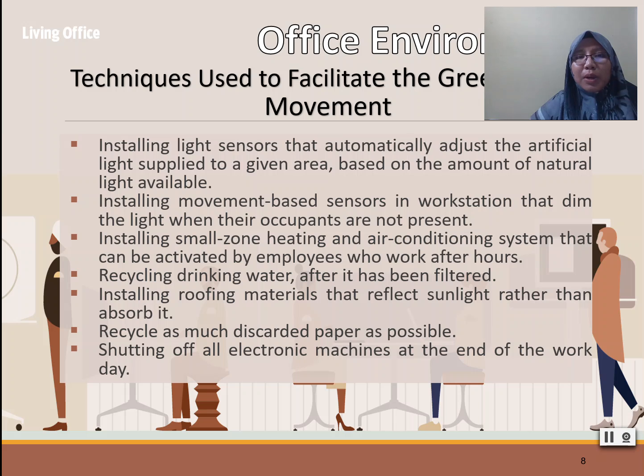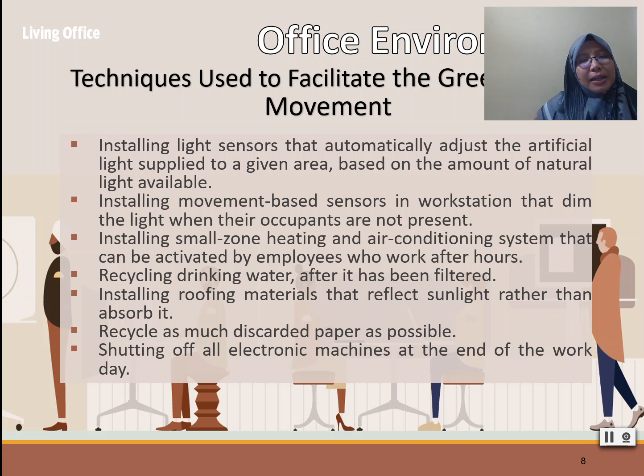The second one is installing movement-based sensor in workstation that dim the light when their occupants are not present. So this one is the same with the first one, but this one is the light becomes dim. The third one is installing small zone heating and air conditioning system that can be activated by employees who work after hours. This one is when you have OT, overtime. And then recycling drinking water after it has been filtered.